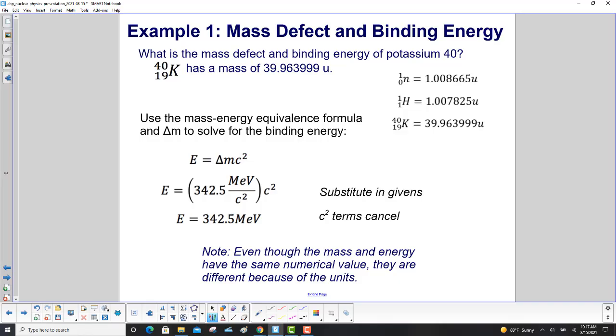To find the binding energy, we'll use the mass-energy equivalence formula. Of course, this is Einstein's formula. And we found delta M on the previous slide, and we converted it to MeV over c squared. Why did we do that? Look at that. We multiply by c squared from Einstein's formula. The c squares cancel out, and we get a binding energy of 342.5 MeV. Even though the mass and energy have the same numerical value, they are different because of the units, right? This is an energy, and the mass defect is in MeV per c squared.